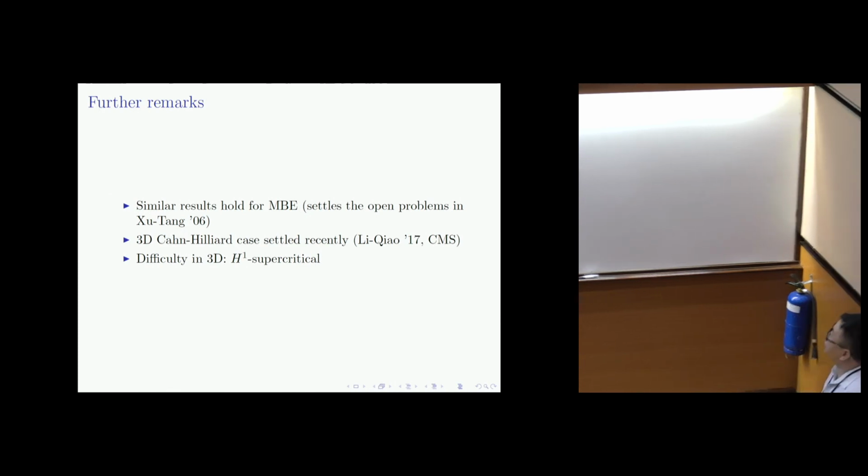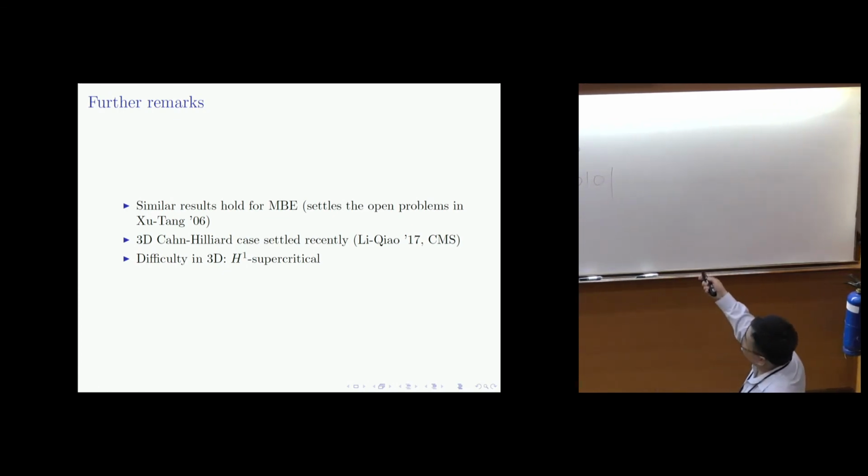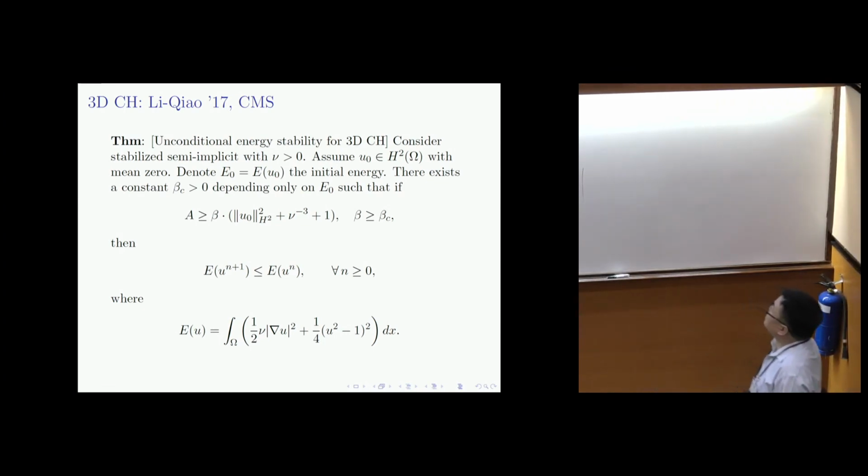Further remarks for similar results for MBE. We do the same analysis, and we can also extend that to the 3D case, but that's a little bit difficult because in 3D, H1 is supercritical. We have the result in Professor Jin's paper in CMS. That's the result for the 3D case: A depends on nu to the power minus 3. Then we have this energy stability.